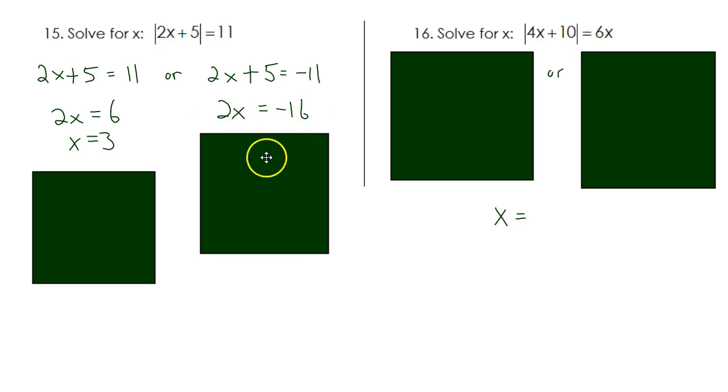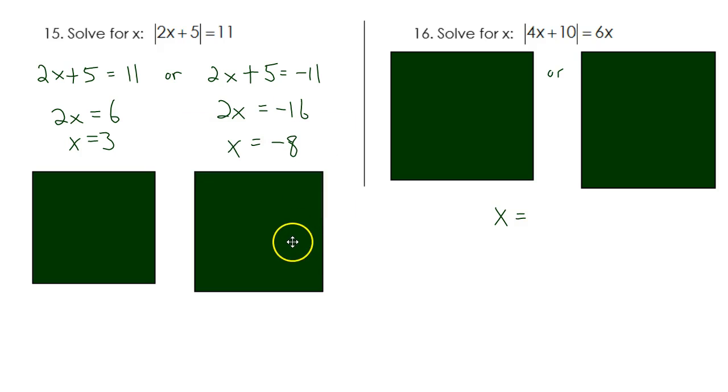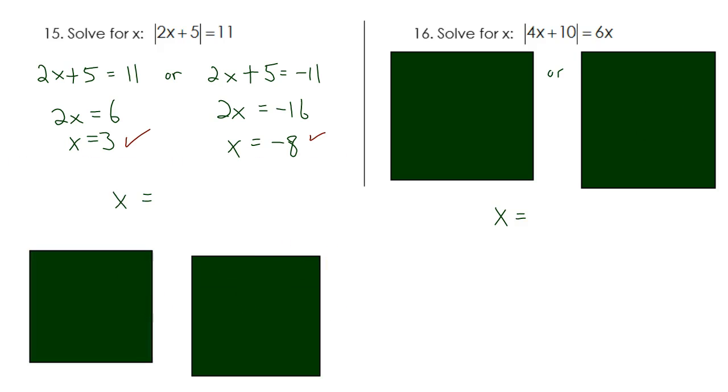Then divide both sides by 2 to get negative 8. When you plug in 3, 2 times 3 plus 5 is 11. The absolute value of 11 is 11. 2 times negative 8 is negative 16, plus 5 is negative 11, which evaluates to be positive 11. Both of them check out, which means they are both solutions to the absolute value equation.